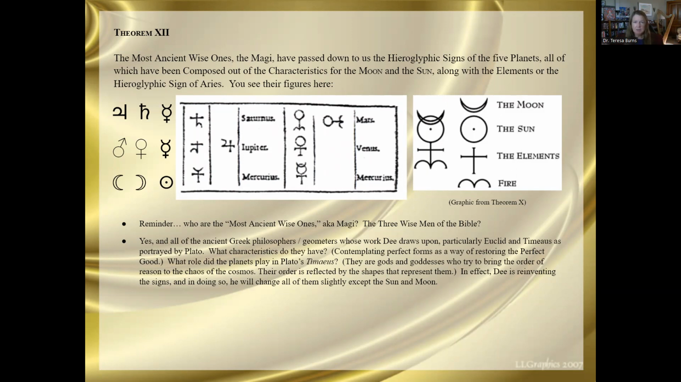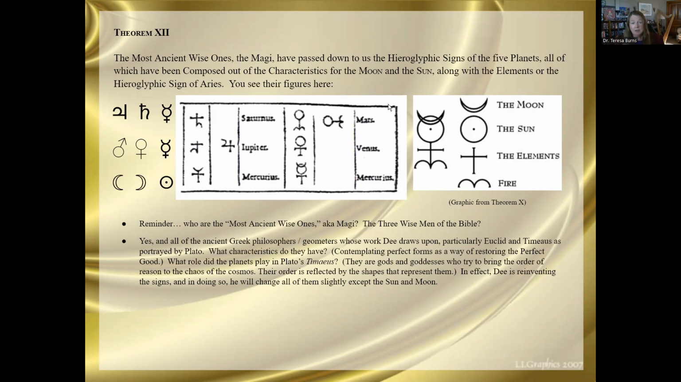Now you need some images perhaps to capture that, and that will lead us here to magical seals in a moment. But you see what Dee is doing here. He's contemplated the forms of the signs, and he's restoring them to what he thinks they should look like and why. We don't have any record of any ancient wise ones passing down forms like this that look the way that Dee has written them.